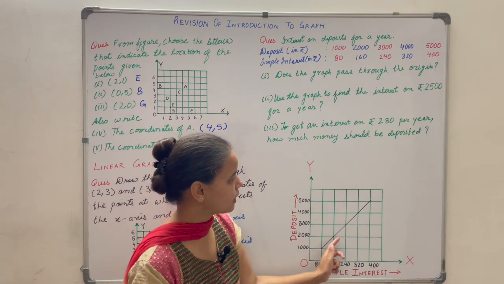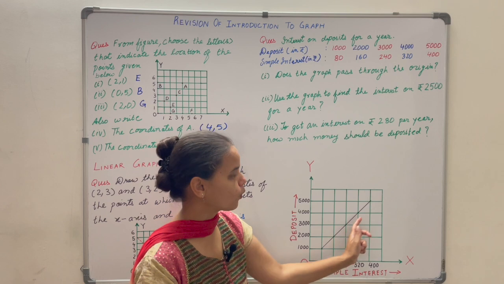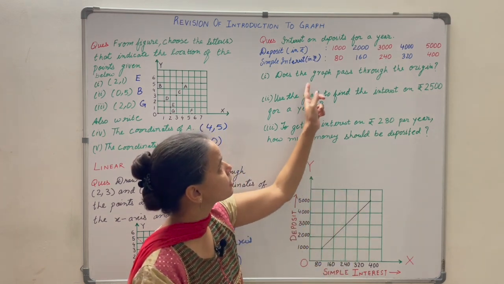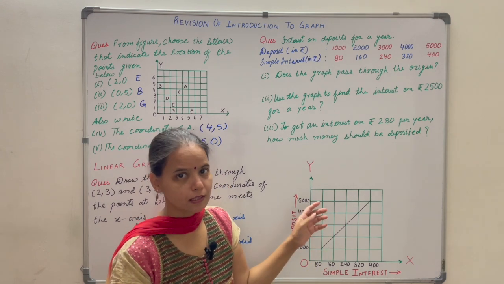Now use a scale and join all these points. So this is a linear graph. This is one whole straight line. Now does the graph pass through origin? So the line is still here. So does it pass through origin?